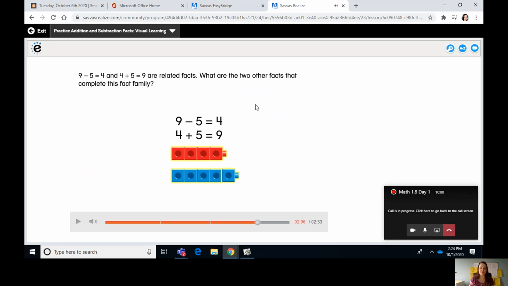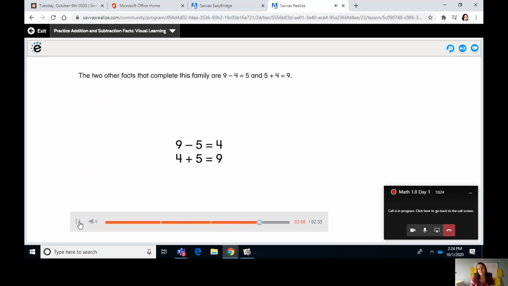Friends, so what are the two other facts that can complete this fact family? Remember, we flipped the digits here. So when we're flipping a subtraction problem, that big number always stays first. So you would flip the 4 and the 5. Now, in an addition problem, you just flip the add-ins and you get the same answer. The two other facts that complete this family are 9 minus 4 equals 5 and 5 plus 4 equals 9.